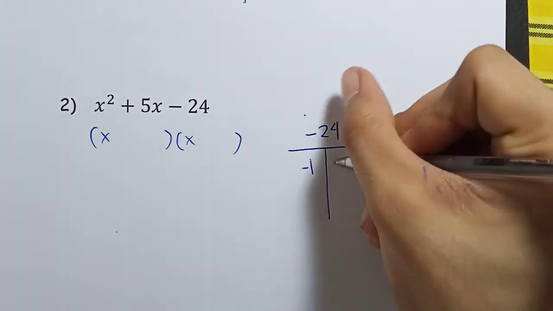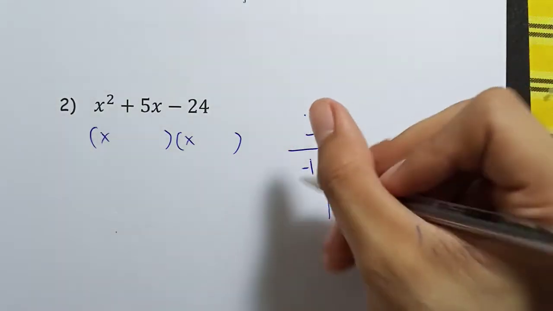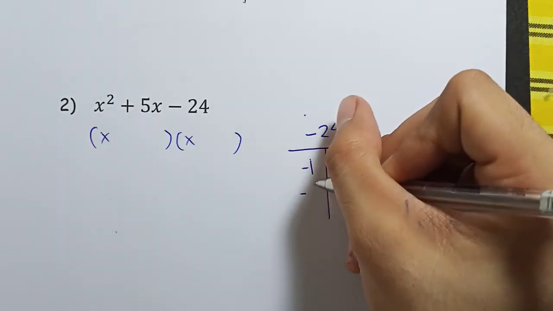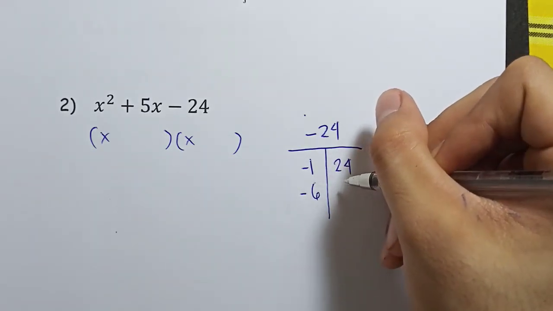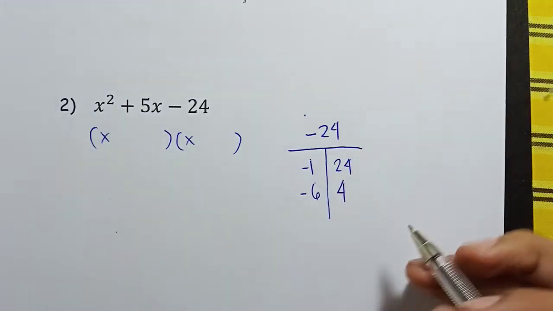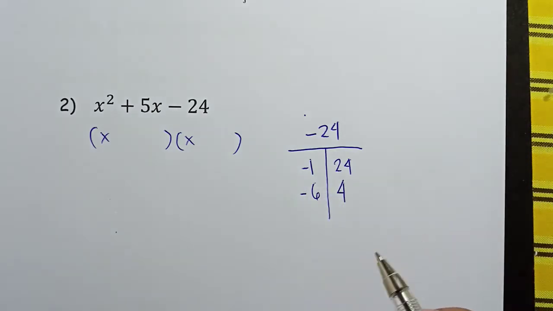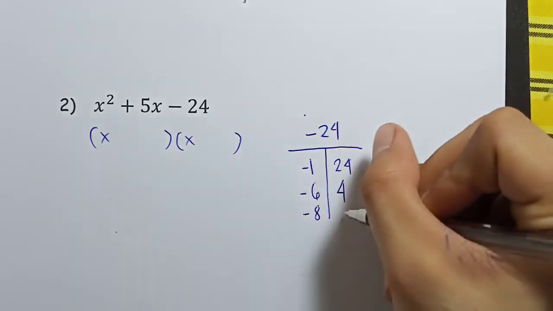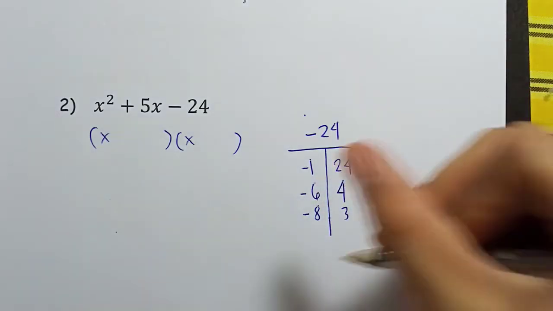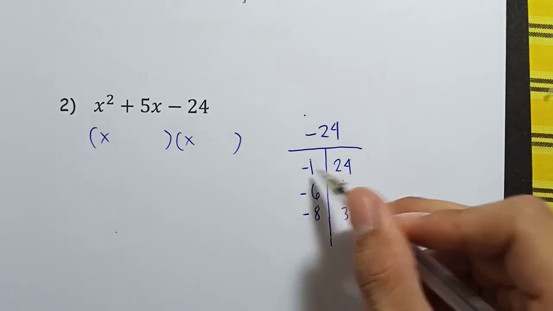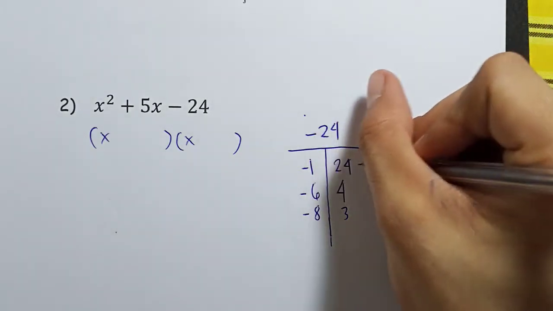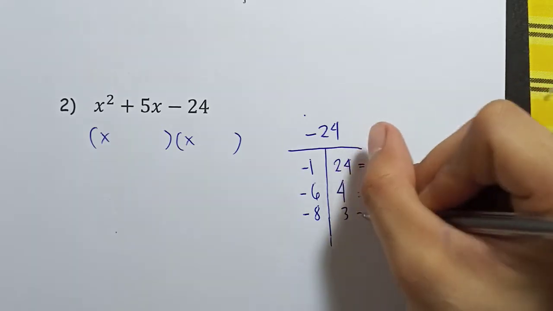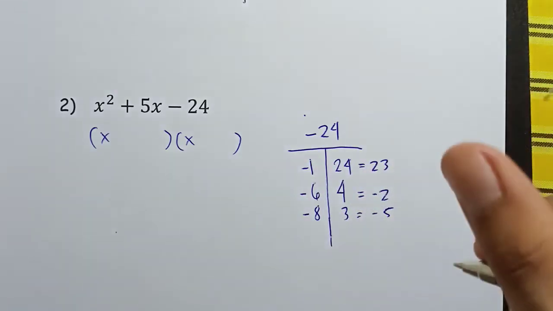Pwedeng negative 1 and 24. Pwedeng negative 6 and 4, kasi negative 6 times positive 4, negative 24. Ano pa? 8 and negative 3. So isa-isa na. Negative 1 plus 24, 23. Mali. Ito, negative 2. Ito, negative 5. Ayun, baliktad lang pala.